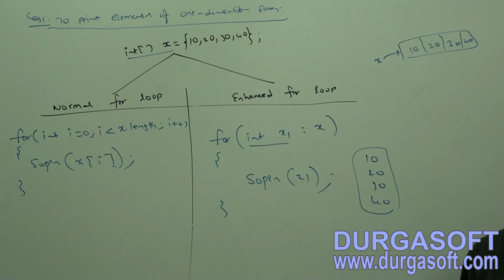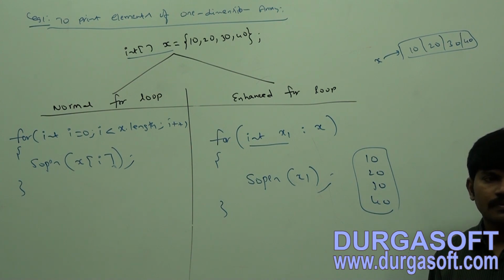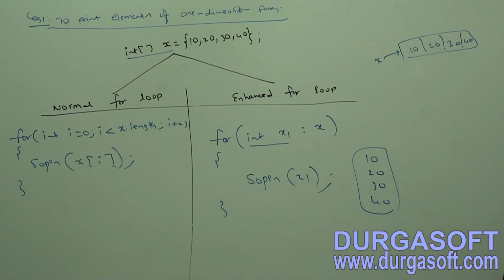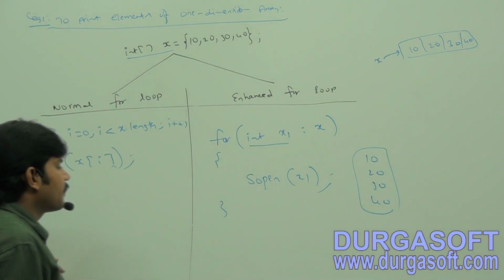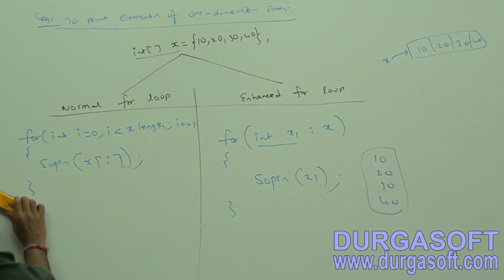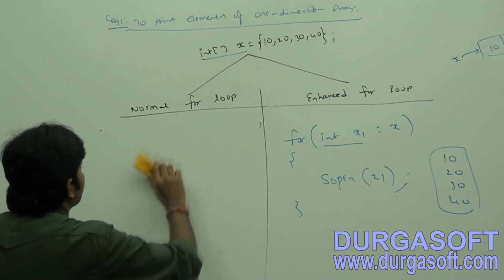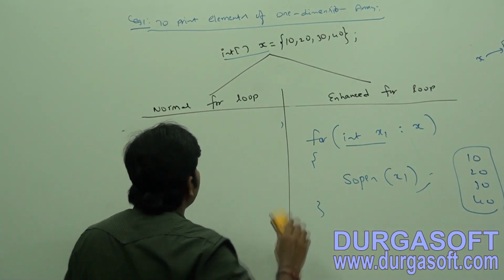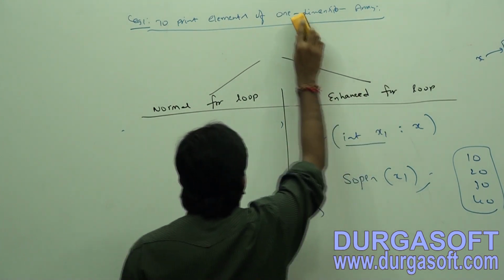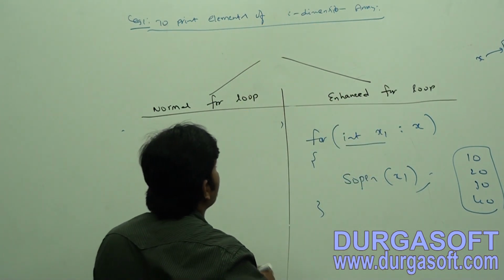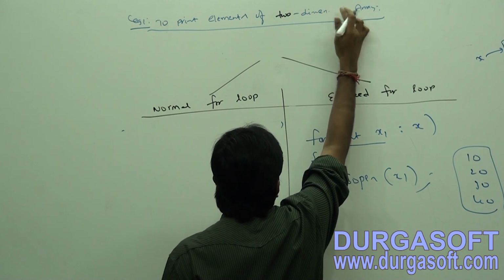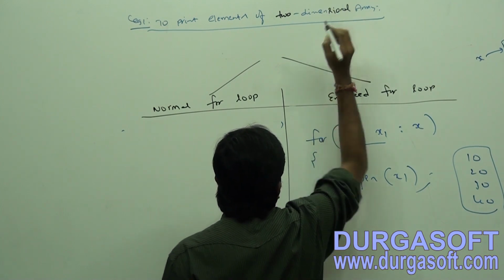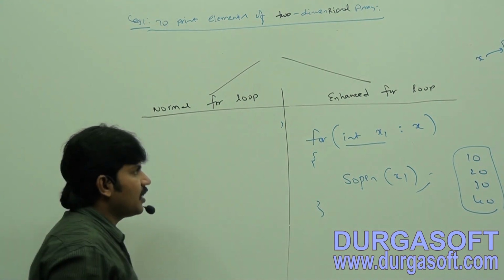This is example 1. Next, example 2: to print elements of a two-dimensional array. Elements of a two-dimensional array.